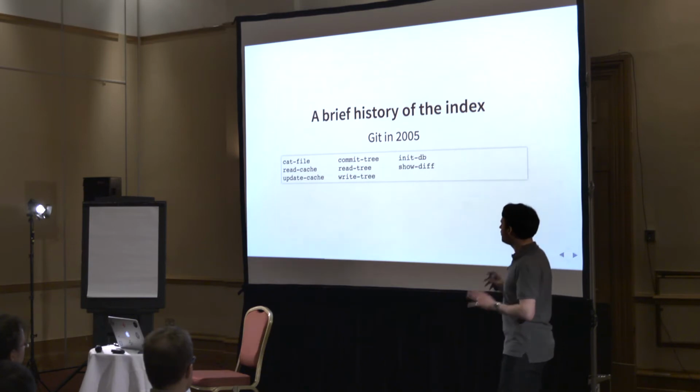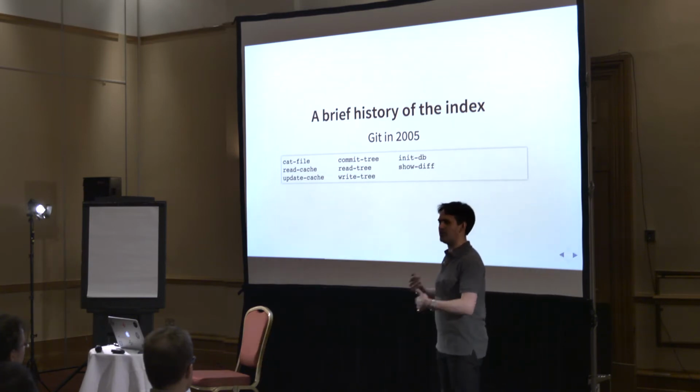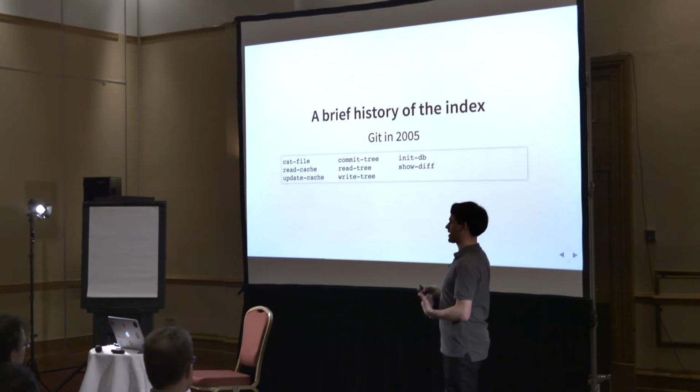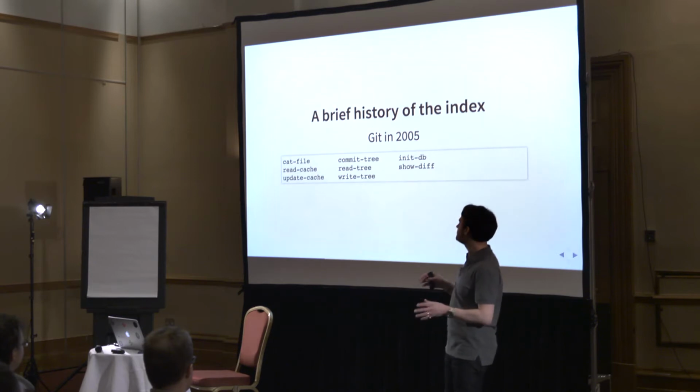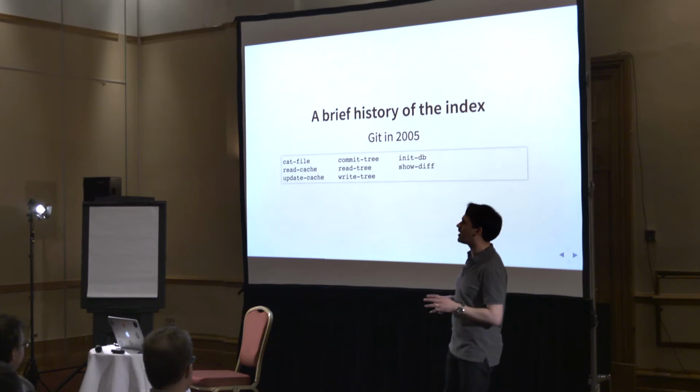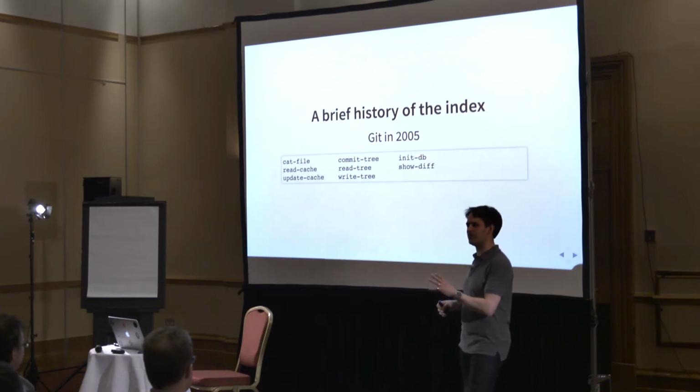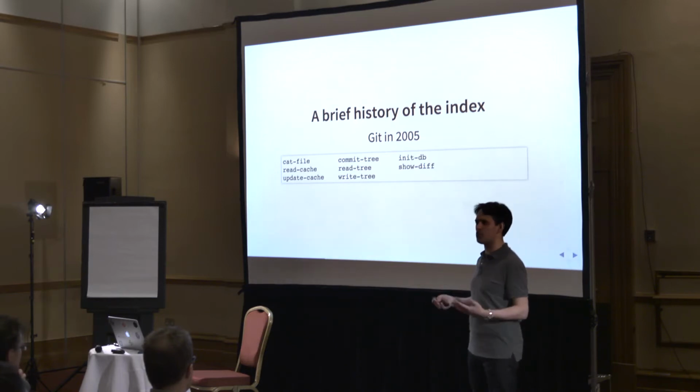6 are predominantly to do with manipulating the index, or cache, pretty much as it was there. So we've got initdb, which is kind of not really, commit tree doesn't really touch the index. Cat file, I can't remember if in the original version it looked at the index, maybe not. So 5 or 6. The other 5 all strongly interact with the index.